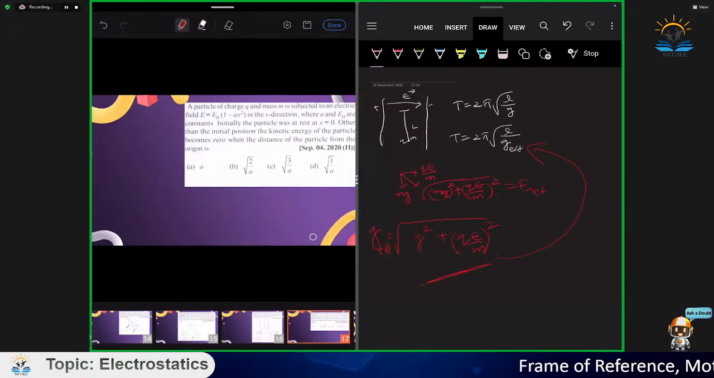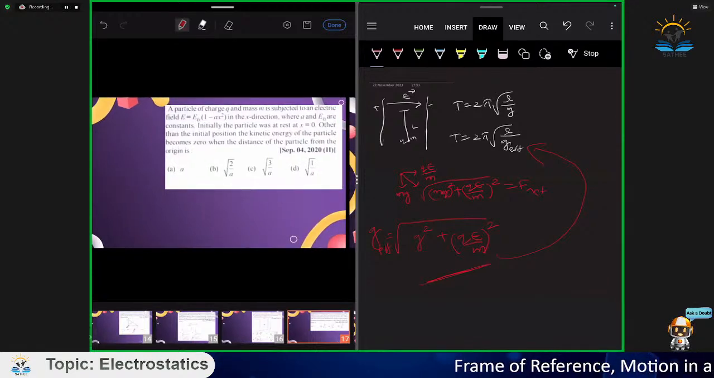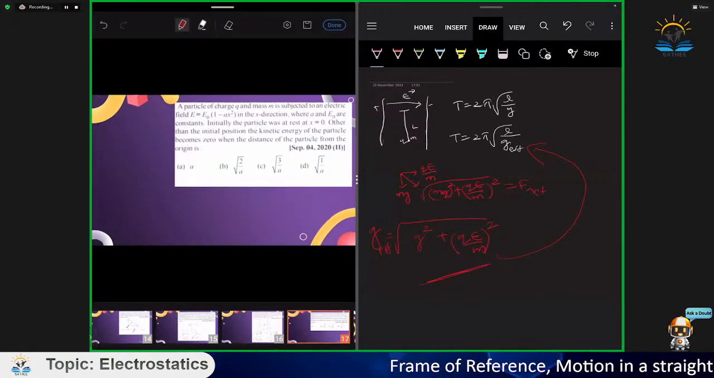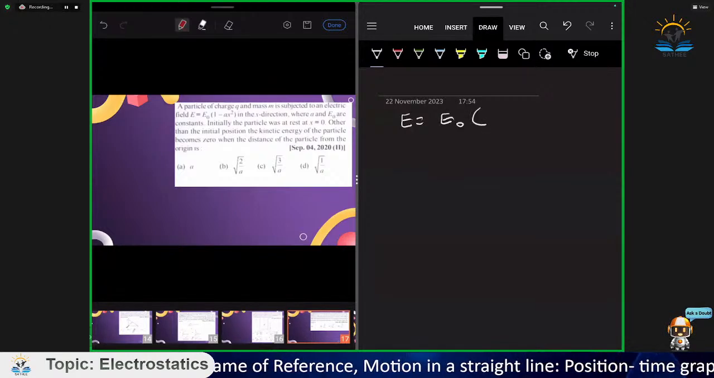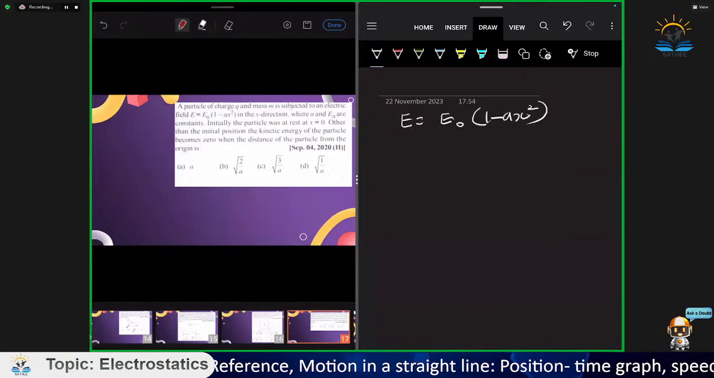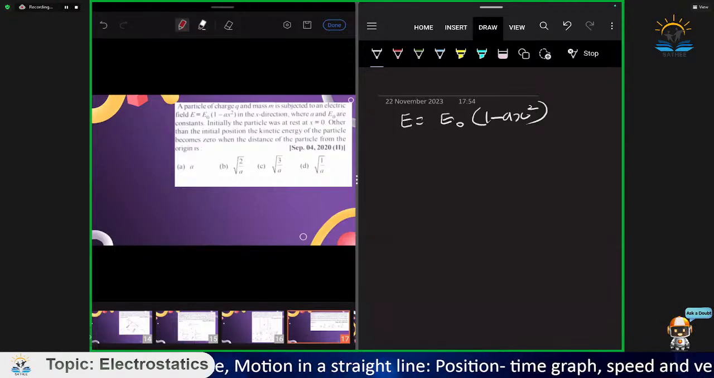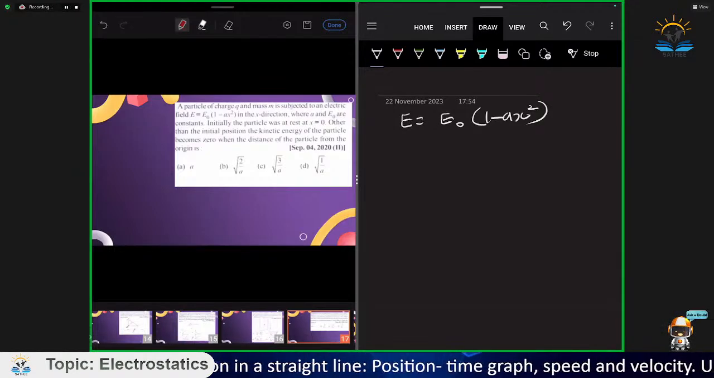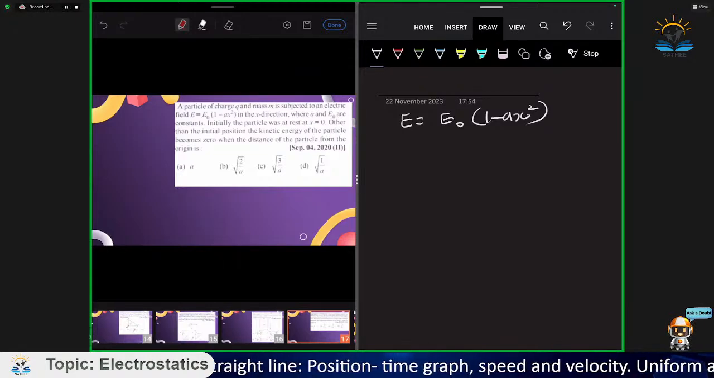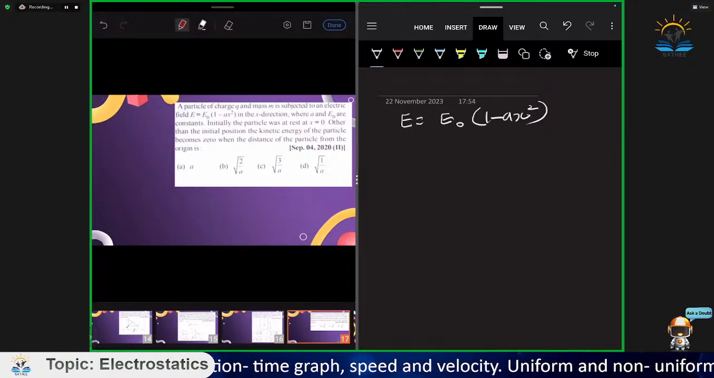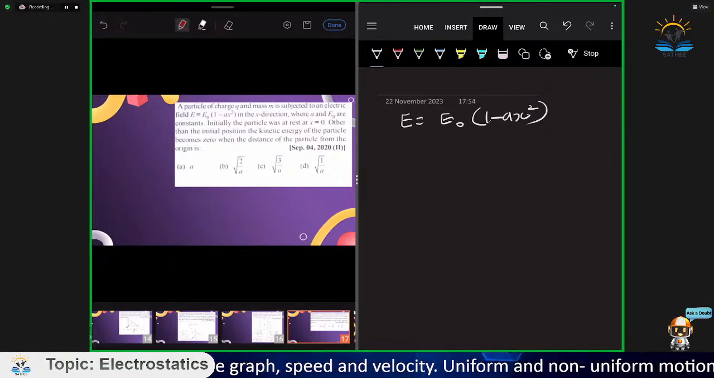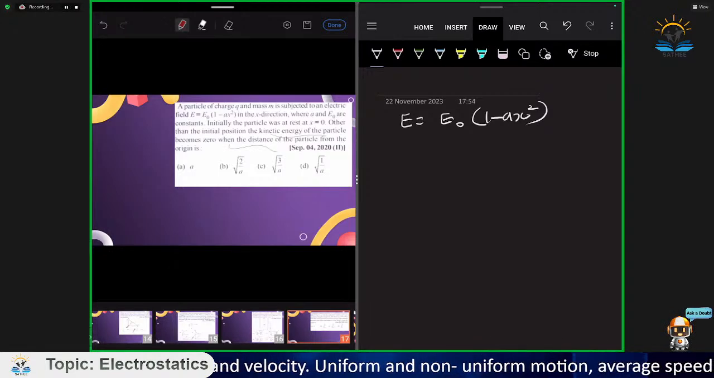Yeah. Next question. This is our next question. A particle of charge q and mass m is subjected to an electric field, where the electric field is given as E0 into 1 minus x square by a square, in the x direction, where a and E0 are constants. Initially the particle was at rest at x equal to 0. Other than the initial position, the kinetic energy of the particle becomes 0 when the distance of the particle from the origin is c. Kinetic energy of the particle.